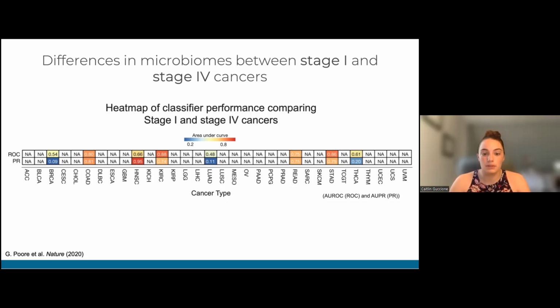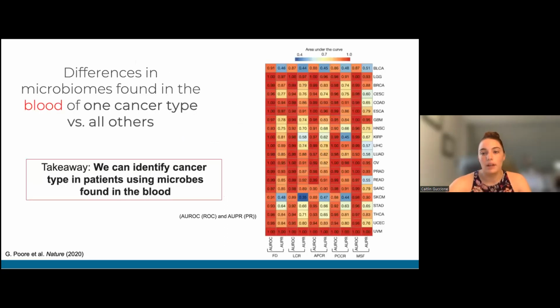So what Greg wanted to do next, and is kind of the final loop of this paper, is look at this in blood. He took the blood samples for all these patients and extracted the microbes out of their blood. And he asked the same question as he did originally: can we identify one cancer type versus all others based upon the microbes that we see in the blood? And he found that this also worked extremely well, especially in particular cancer cases. So the conclusion he drew is that we can identify cancer type in patients using microbes found in the blood.